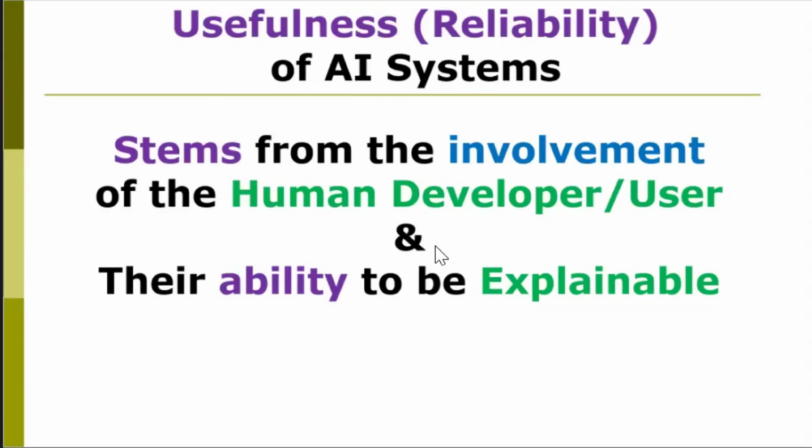I translate this as follows, that the usefulness and reliability of AI systems is best coming from the involvement of the human developer, the human user. It's he or she that guarantees up to a certain extent the reliability. And after all, what is reliability? Reliability is that you're close to what this person is expecting from the system, or this organization is expecting from the system. So it's that, and the systems' ability to be explainable, so that they can have this natural connection with the human.